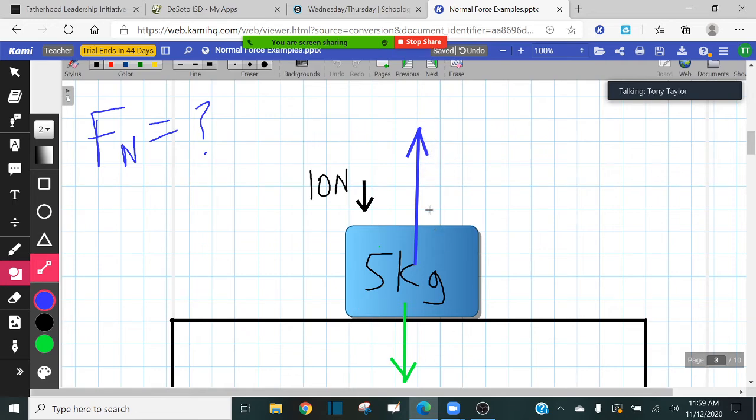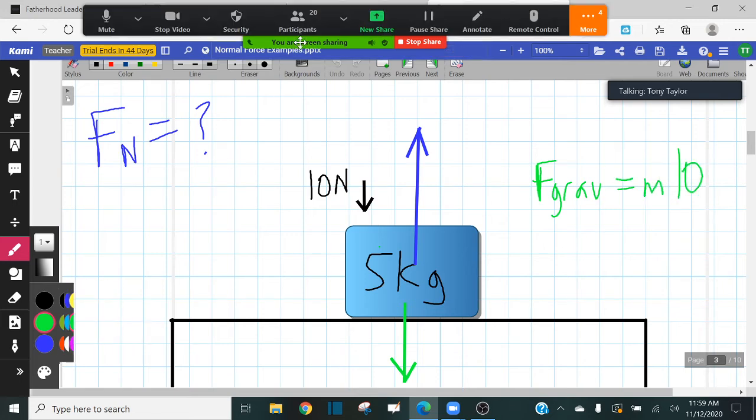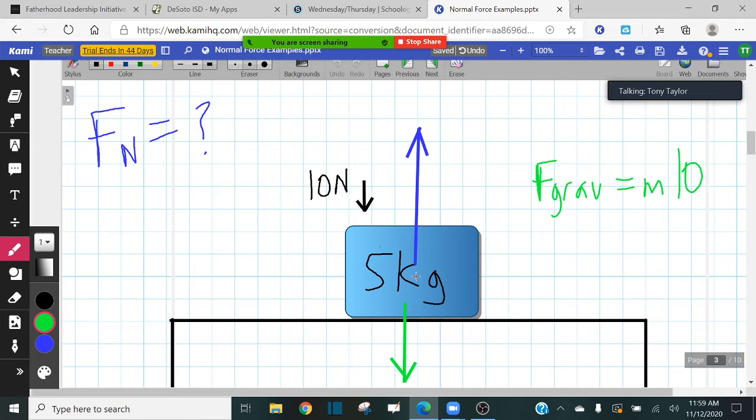Now, in order to figure out the magnitude of this normal force, we need to figure out the force of gravity first. So force of gravity is equal to mass times 10. Okay. So if this block here is 5 kilograms, that means the force of gravity acting on it is 50 newtons. Okay.